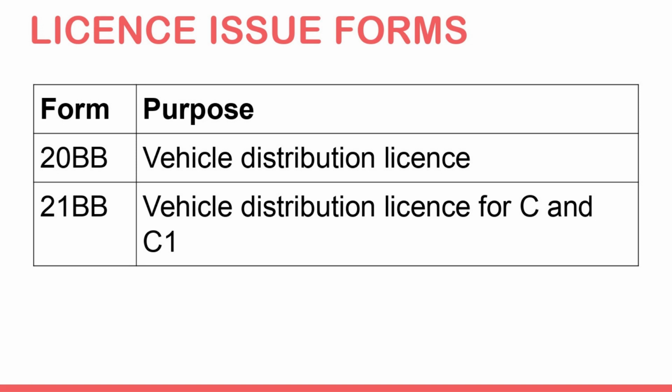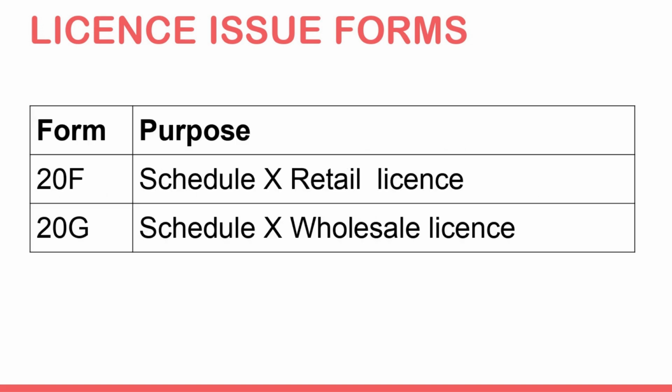20BB is related to normal drugs vehicle distribution, and 21BB is related to Schedule C and C1 drugs vehicle distribution. Anyway, you connect the letters BB with the motor vehicle. And we move to the next forms of the session, that is form 20F and form 20G.